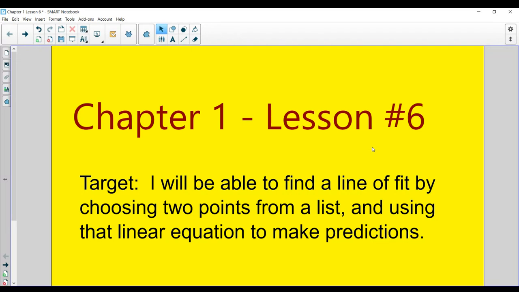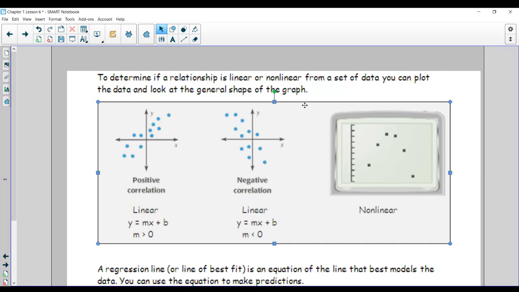So for lesson 6, you're going to find a line of best fit from a given list of points. And you're going to find a linear equation, and you're going to make predictions based off of that. So a few things. One thing you're going to be asked to do is to graph your sets of points. And then sometimes asked to talk about the correlation of those points.